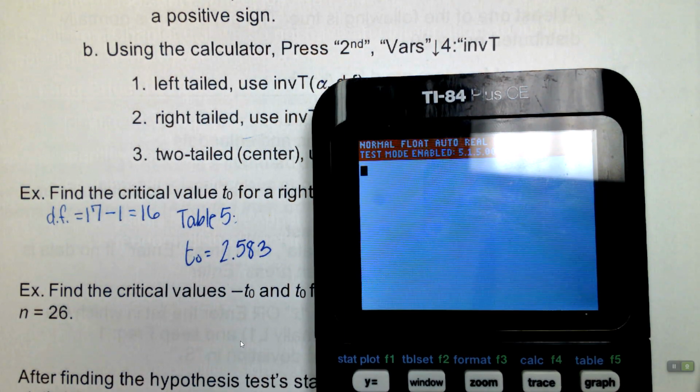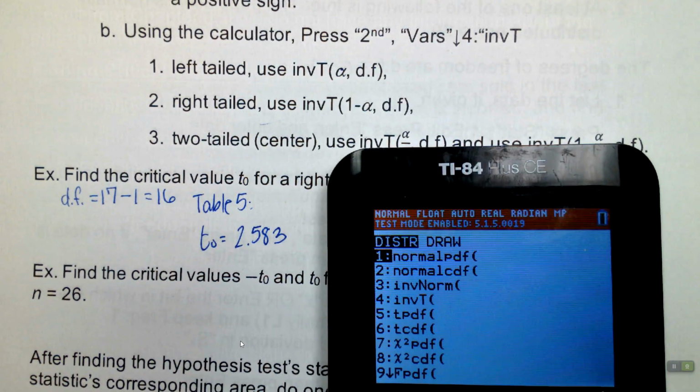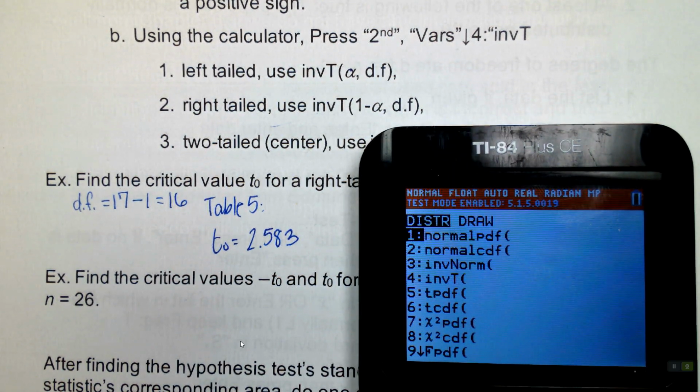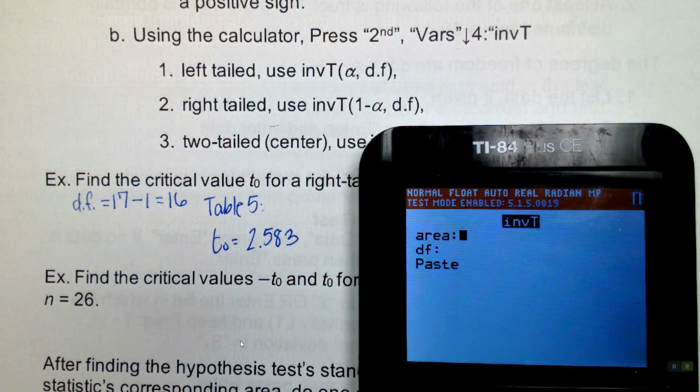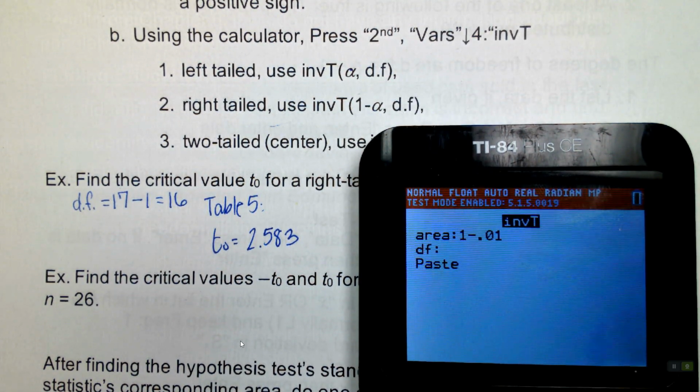I'm going to go second vars. Inverse T, number 4. Remember, everybody does not have this. Since this is a right tail, I have to do 1 minus my level of significance, so 1 minus 0.01. Then my DF: I could do 17 minus 1 in here, or I could just put 16. Either one.